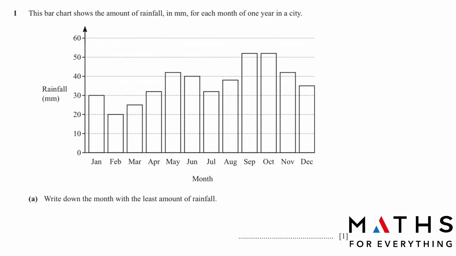The first question, we have been given a bar chart that shows the amount of rainfall in millimeters for each month. Part A, write down the month with the least amount of rainfall. Very easy to see from the graph that it is February. That's our answer.